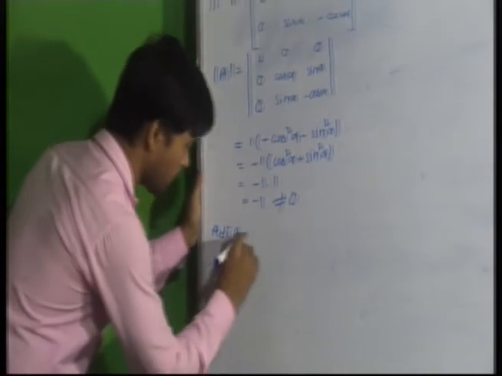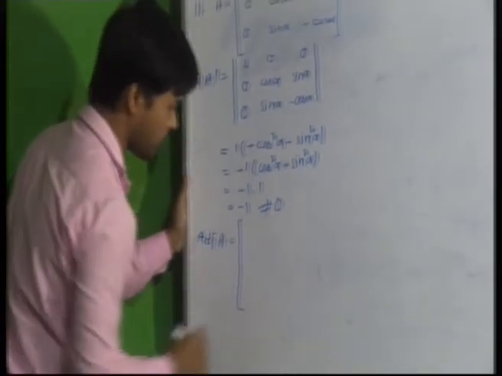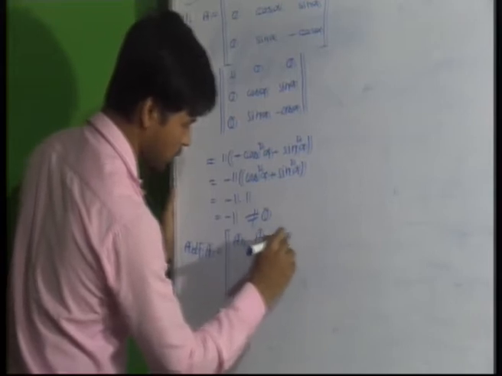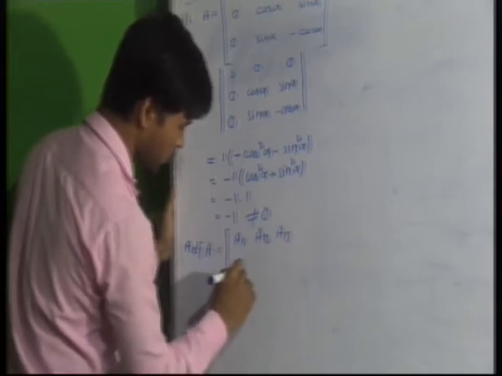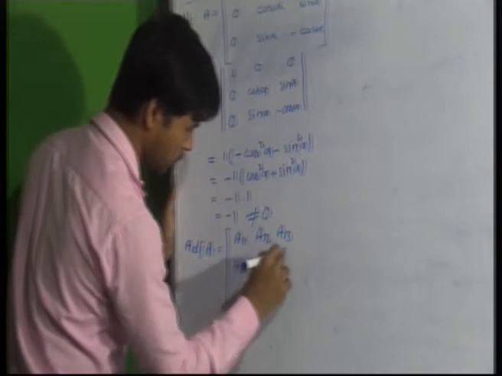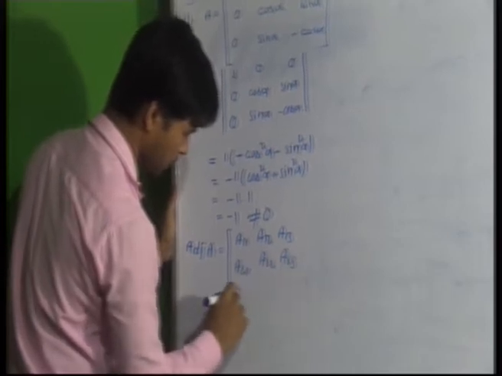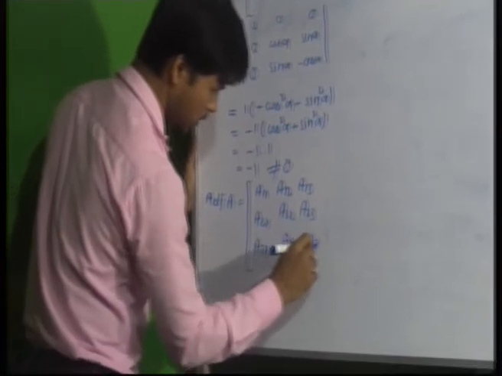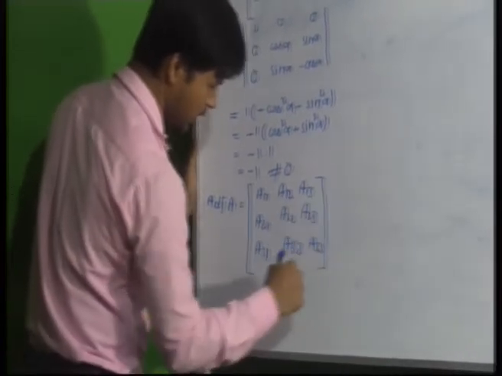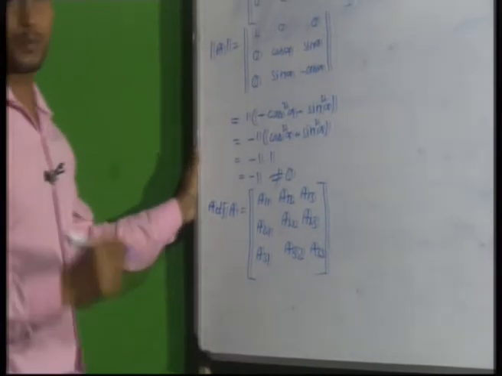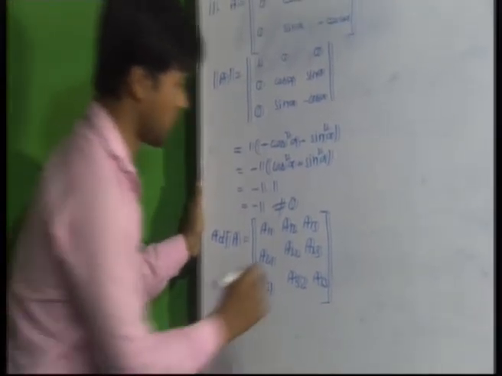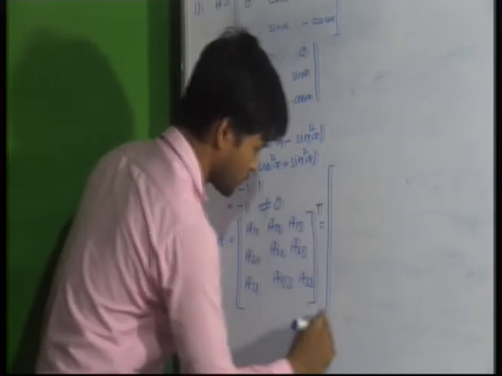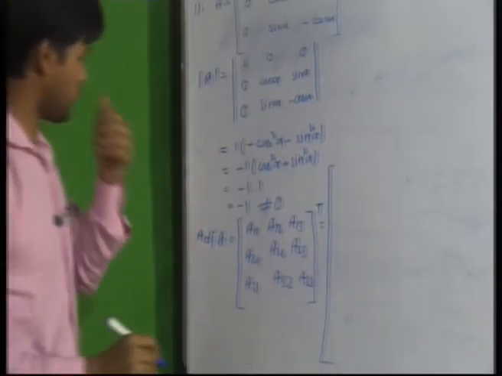Adjoint of A is equal to, first write the formula. Formula is A11, A12, A13, A21, A22, A23, A31, A32, A33, whereas Aij is the cofactor of small aij, and whole transpose. Okay, so write the cofactor.